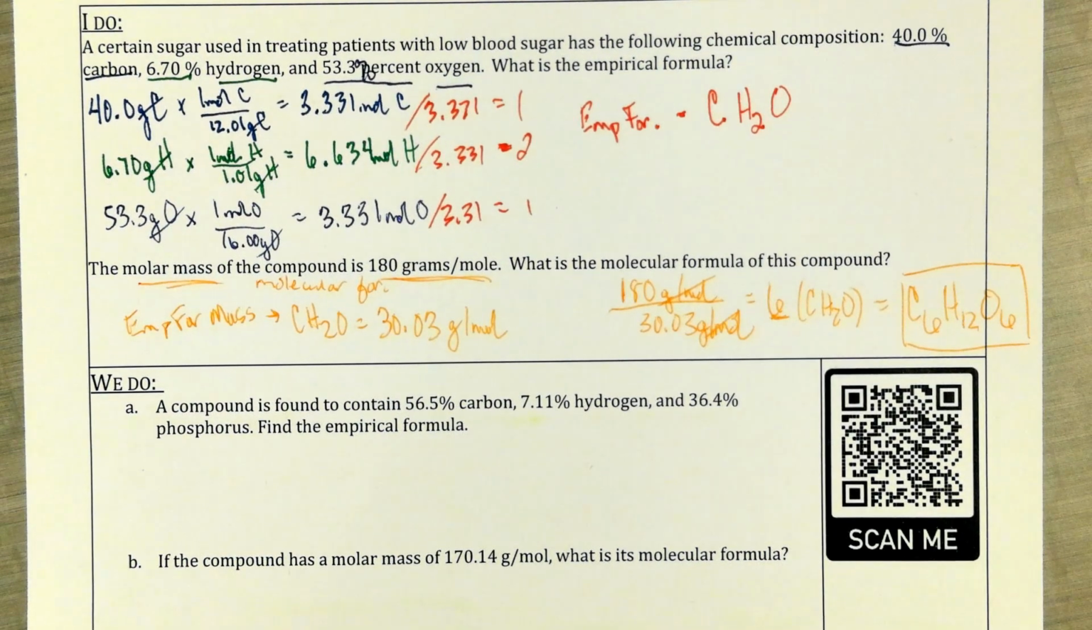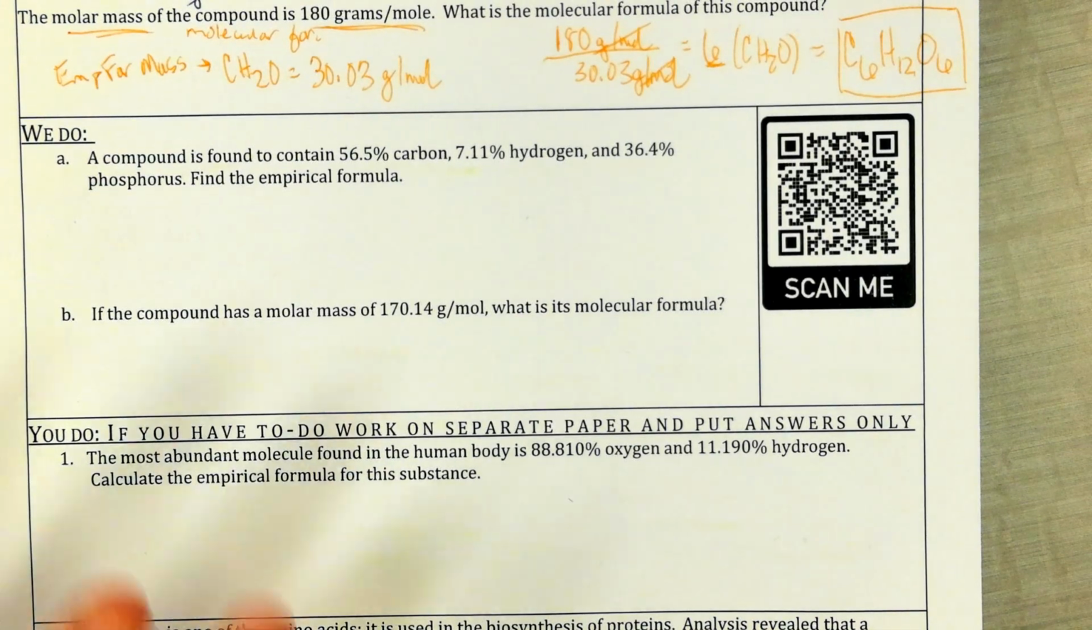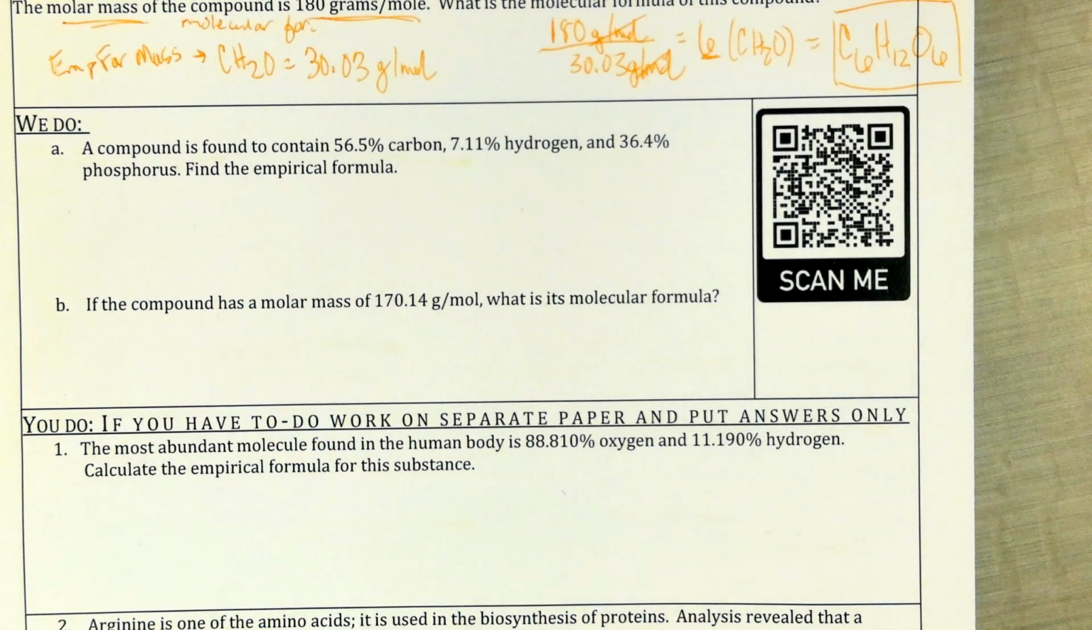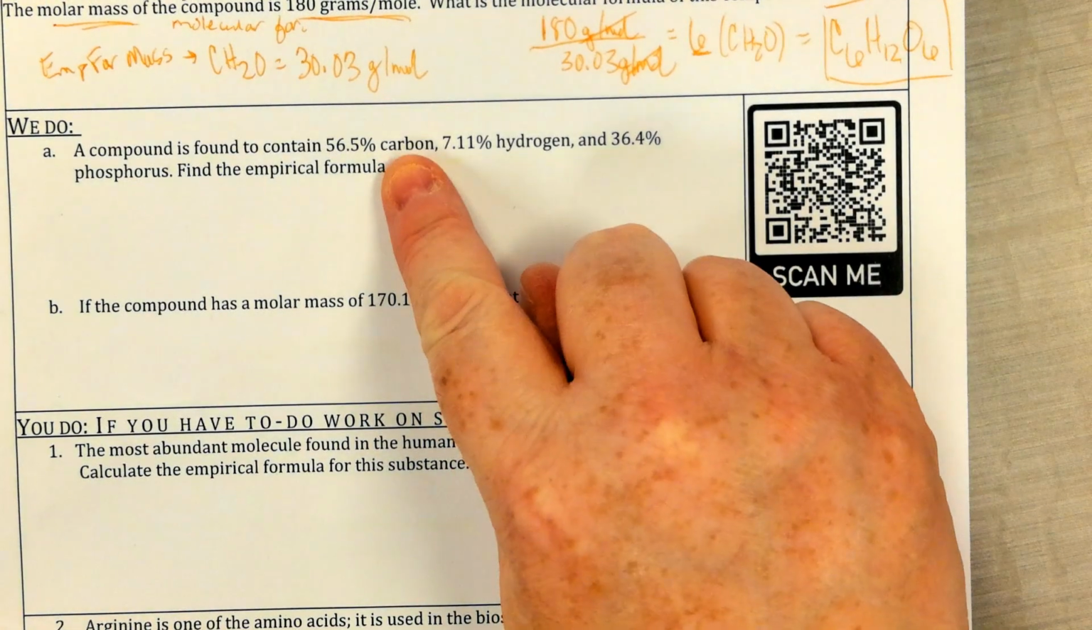Okay? Pretty straightforward. Right? Now, for the we do, I'm going to do it the way she does it on the video to show you. If that makes more sense to you, great. You can do it the way I did it here, which I think is the easiest, or you can do it the way that she showed on the video. So this problem also asks you to find the empirical formula of a compound that has so much carbon, hydrogen, and phosphorus this time. So we're going to convert these into grams.